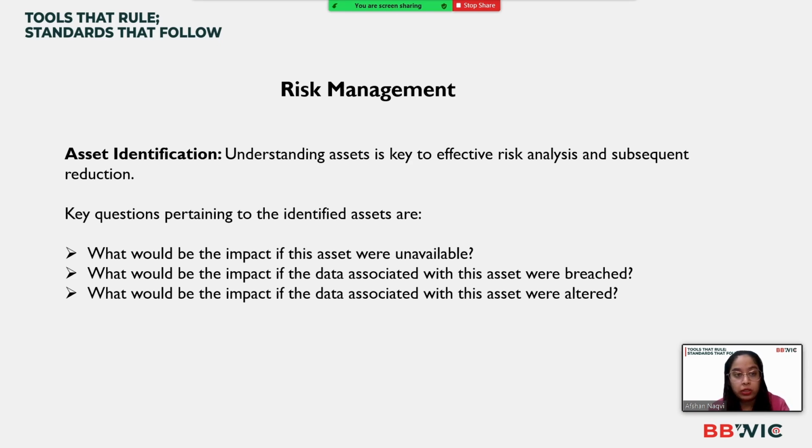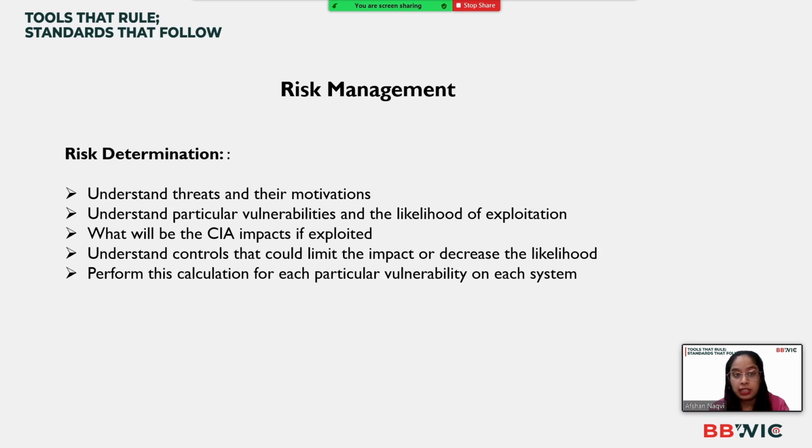So this is all about the asset identification. We have to evaluate the asset value in this strategy. Next is risk determination. In risk determination, we have to understand threat sources and their motivation and capabilities. Also have to understand the particular vulnerabilities and the likelihood of the exploitation or the successful exploitation.